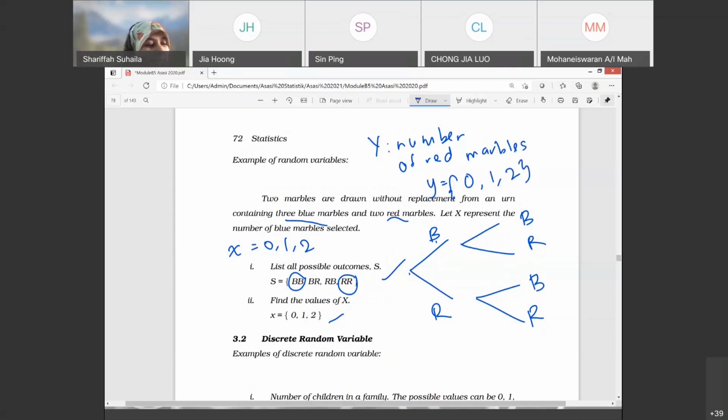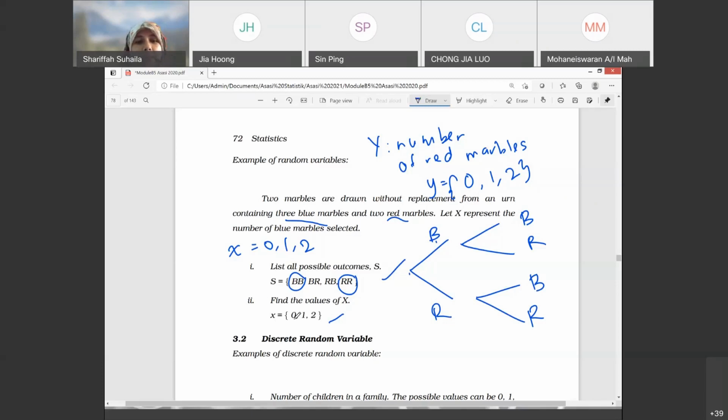That is the concept for random variable. We list what is your possible outcome, your S, sample space, and then we find what is your capital X. Capital X is your random variable, represented above. And then what is your small x, the value? Instead of listing BB, BR, RB, RR, you assign a value. It can be 0, 1, or 2.